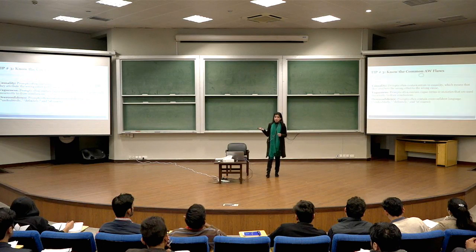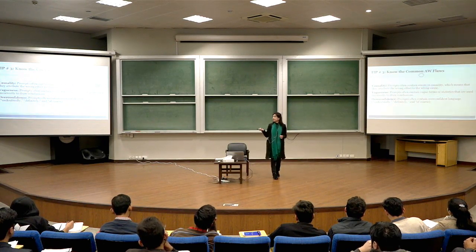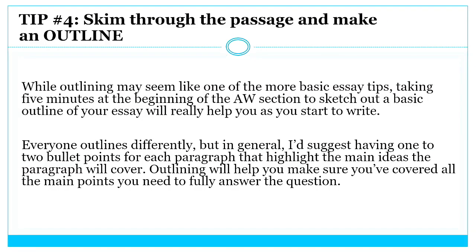So this is about the common flaws that you might ignore, but you need to keep these in mind. So this is going to be about that. Tip 4, skim through the passage and make an outline. Very important. ये चीज़ हमें हर जगह पे help करती है कि हम जब भी passage या वो particular paragraph पढ़ते हैं argument का, हम उसमें एक main point ढूंढ लें जो main claim है in the passage. You should make a note of that.